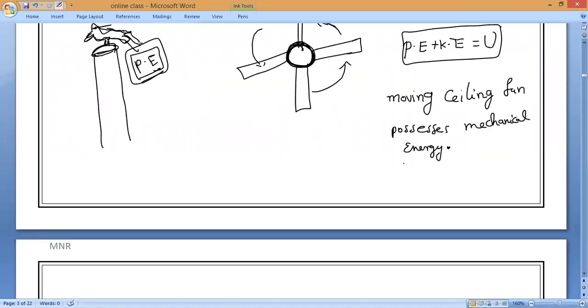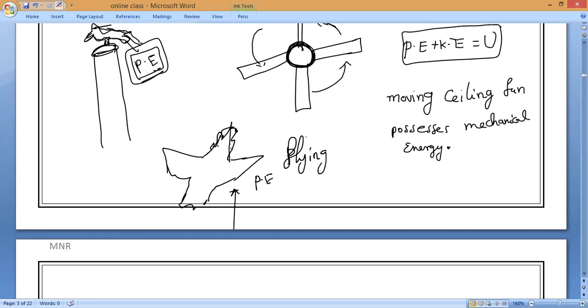But when it starts flying, which energy will it possess? It is flying above the ground at a certain level. So a flying bird will possess what? Then it will possess both potential energy as well as kinetic energy, which means it will possess what energy? Mechanical energy. That is what it is.